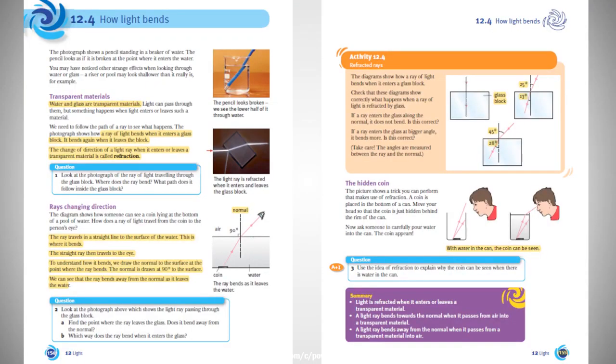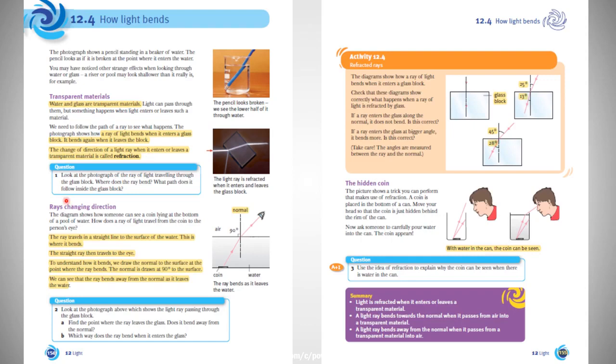Please highlight the previous lesson, how light bends, in pages 154 and 155. As you can see here, transparent material. What do we mean by transparent material? And everything important also about refraction. What do we mean by refraction? It is the change of direction of a light ray when it enters or leaves a transparent material. Okay, that's the refraction. The definition on page 185 is also good.